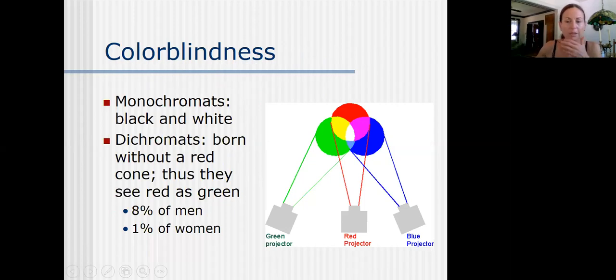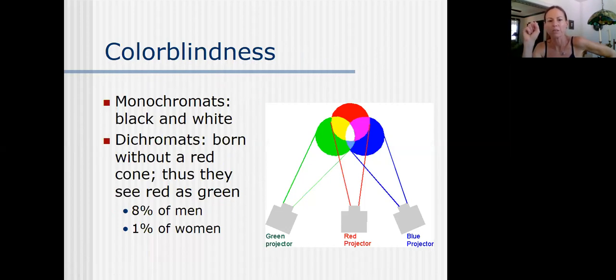Okay, let's talk a little bit about color blindness. There are what we call monochromats, people who can just see black and white, and then dichromats. And dichromats are by far the most common. They're mostly men. They're born without a red cone. Remember, trichromatic theory has a blue cone, a green cone, and a red cone. They're born without the red. So what they actually have trouble with is distinguishing red and green.